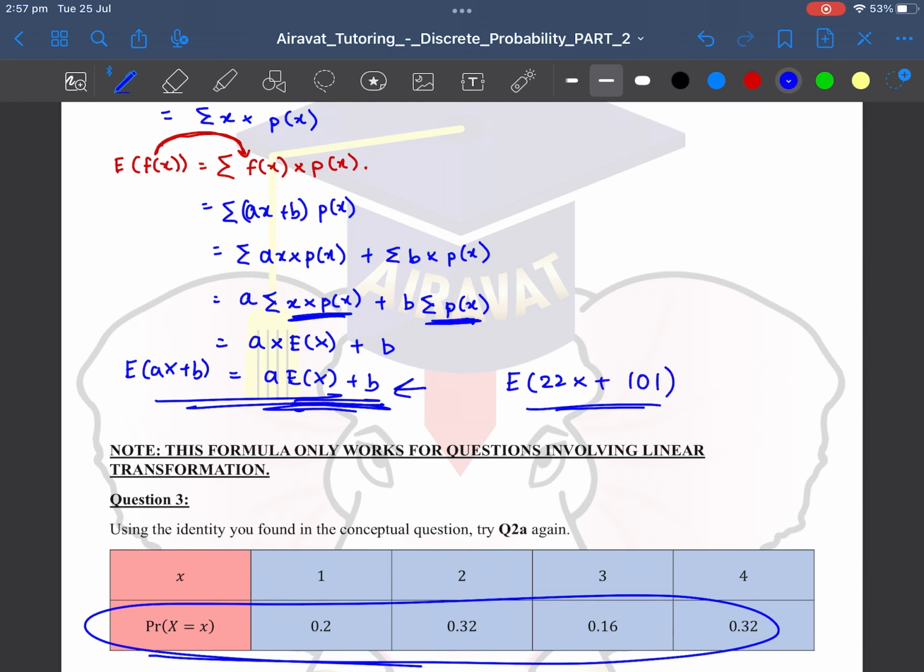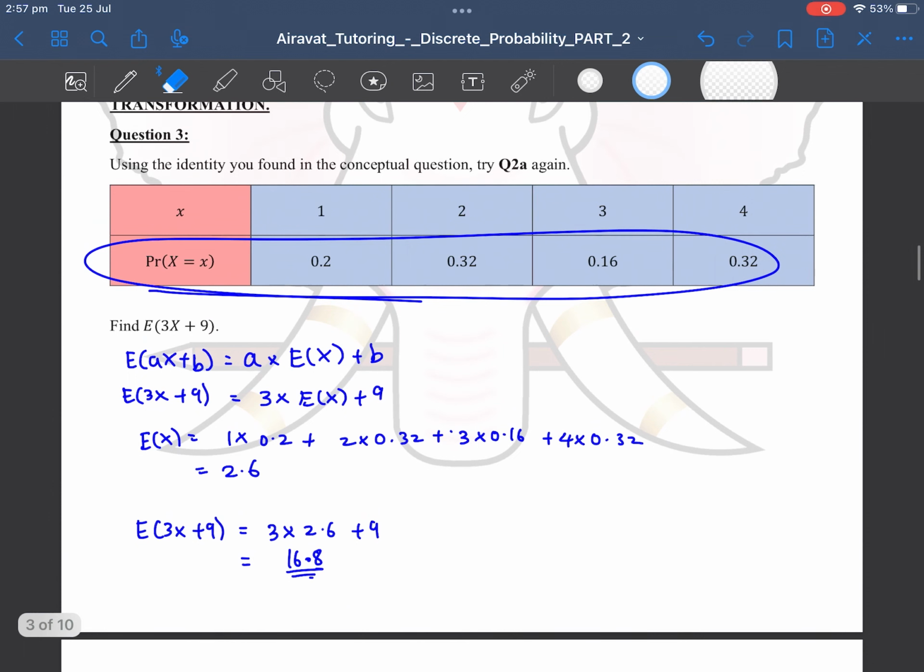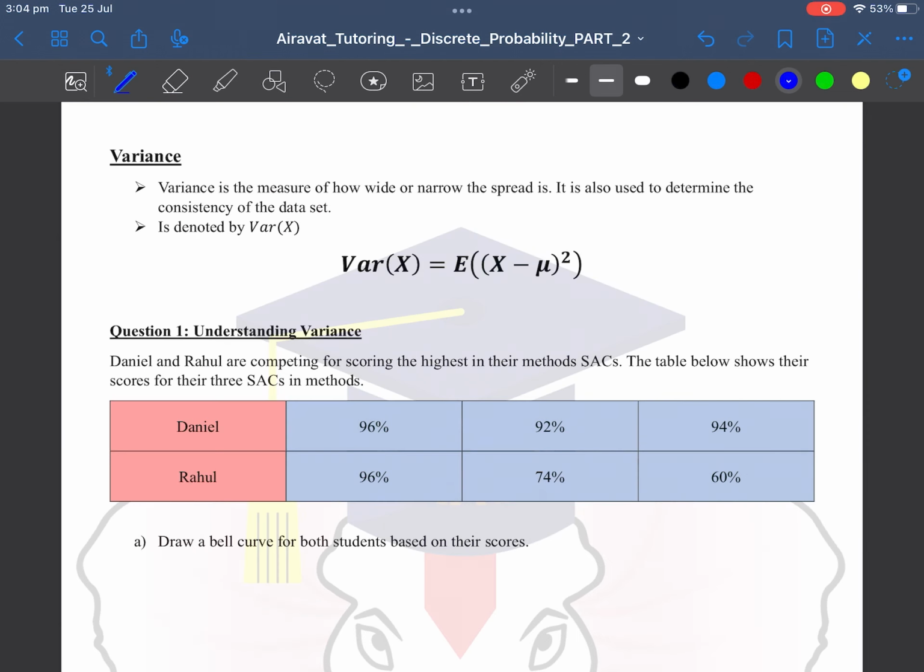No, I'm not going to be bothered doing that. So you can just simply find the mean and then apply the linear transformation formula. Done and dusted. So that's all for mean. Let's move on to variance.